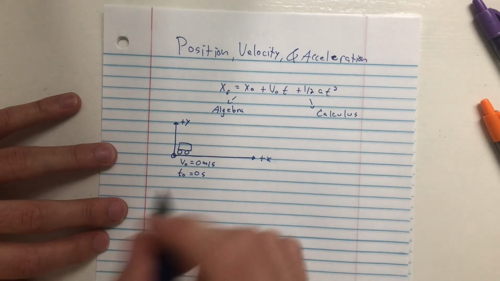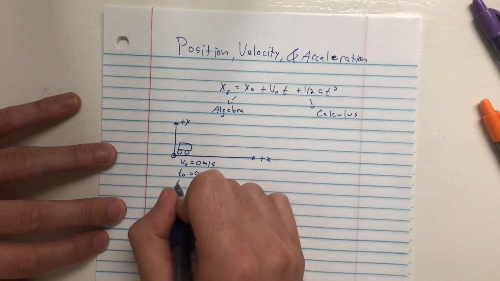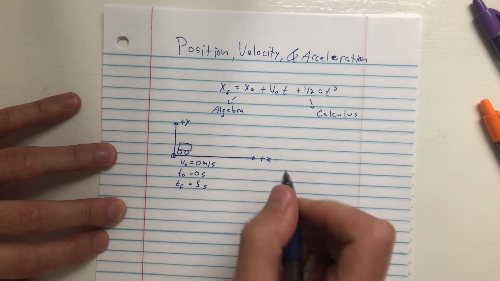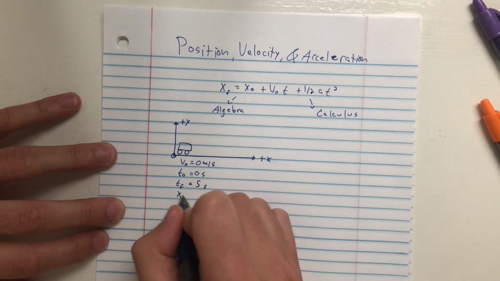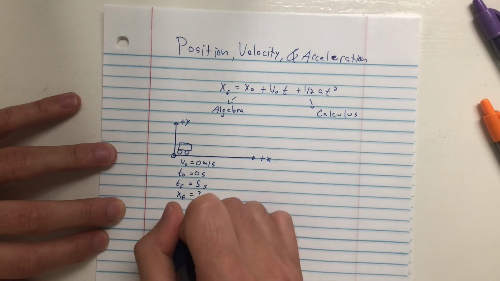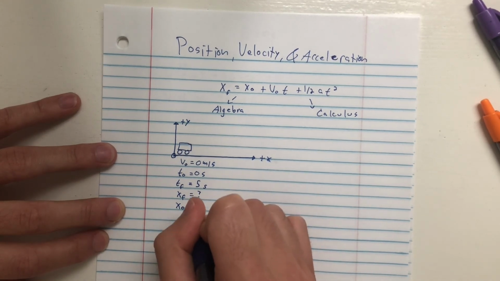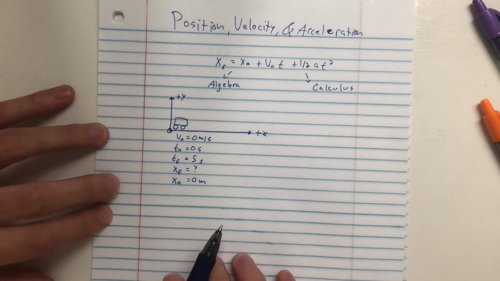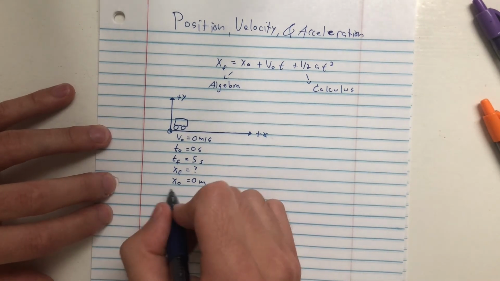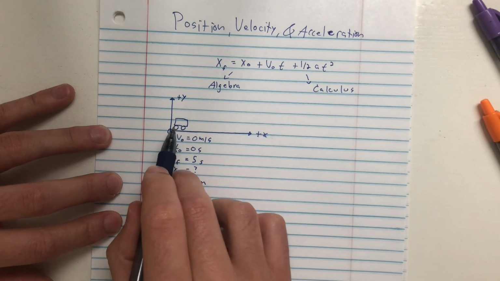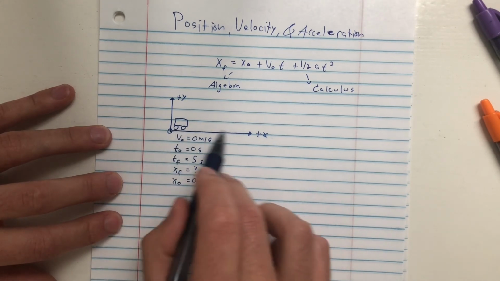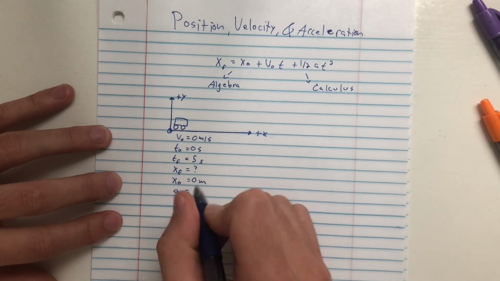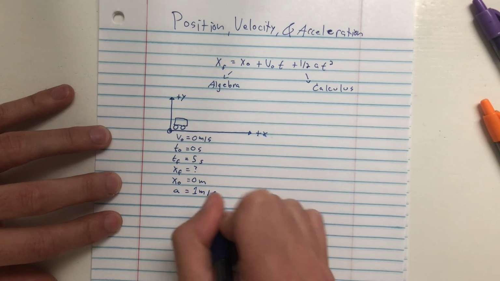And I want to figure out the final position after 5 seconds. So we'll say t final equals 5 seconds. And I want to figure out the final position. So xf equals question mark, and it just starts from the origin. So we'll say x naught equals 0 meters. Okay, and most important part here. We'll say that the acceleration over this stretch is constant, and we'll say that it's 1 meters per second squared.